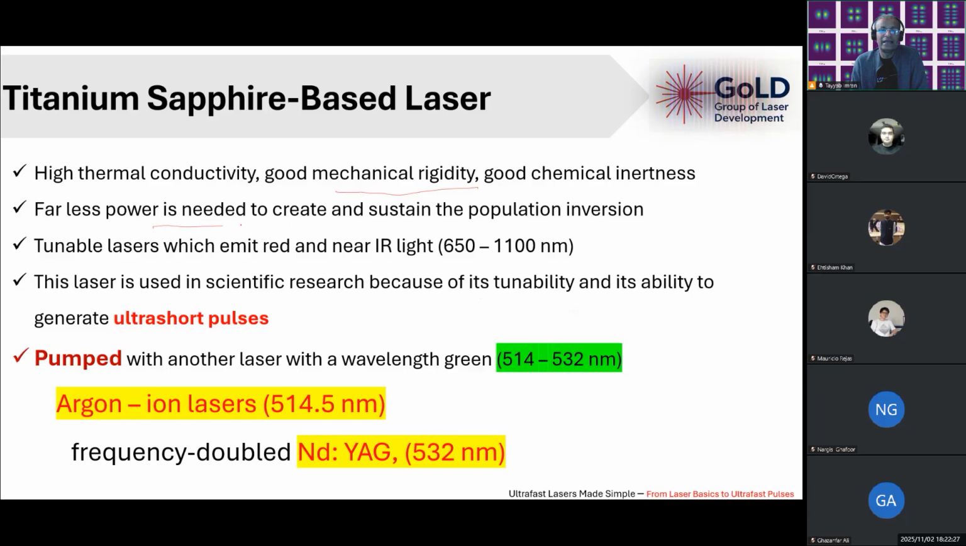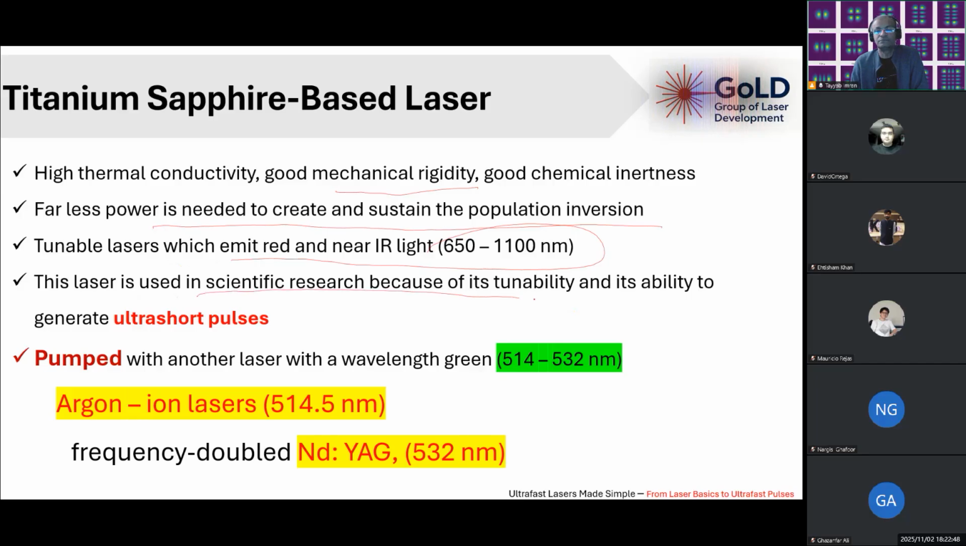Less power is needed to create and sustain the population inversion because it is a 4-level system, and it also depends on the decay time. It emits from 650 to 1100 nanometers, as I mentioned.